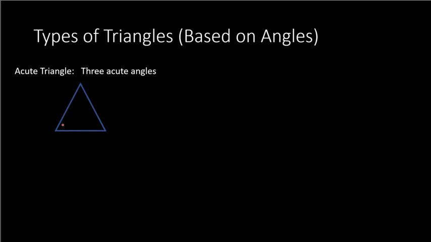So it's going to look something like this, where this angle is acute, this angle right here is acute, and this angle up here is acute. And remember, acute means less than 90 degrees. The next type of triangle is a right triangle, and the right triangle has a right angle. So if you remember your angle terms, acute, right, and obtuse, those are the types of triangles we have. We have acute, right, and obtuse triangles.